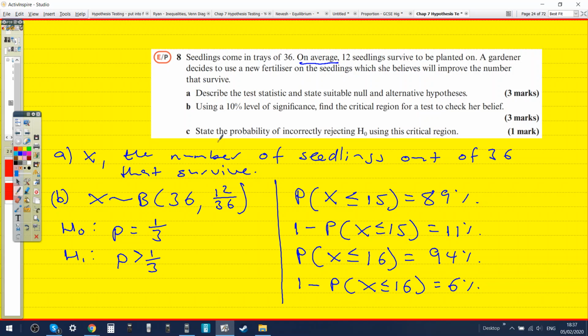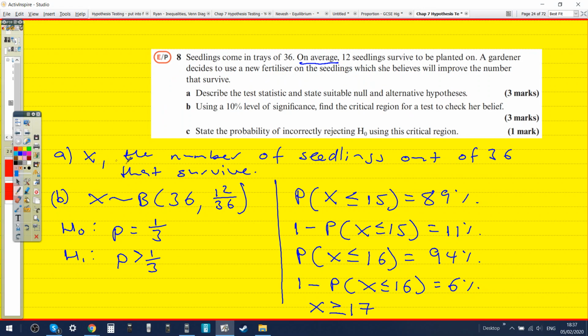So you might think it's basically x is greater than 16. Or you could say x is greater than or equal to 17, whichever you prefer. So 16 or less gives us a 94% chance of happening, and so 17 or more will have a 6% chance of happening. If 16 or more would be 11%, that's not enough. So it has to be 17 or more.